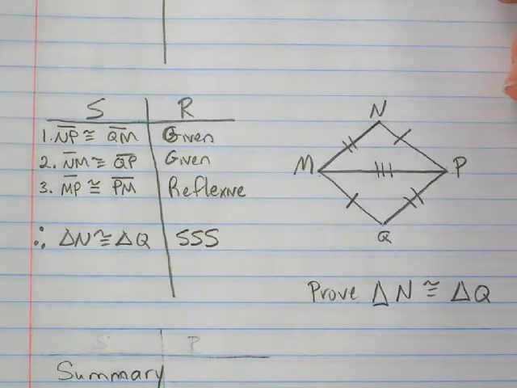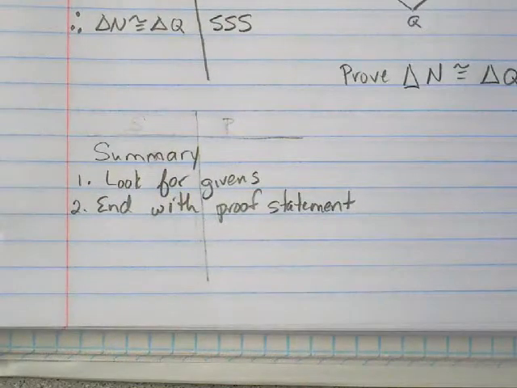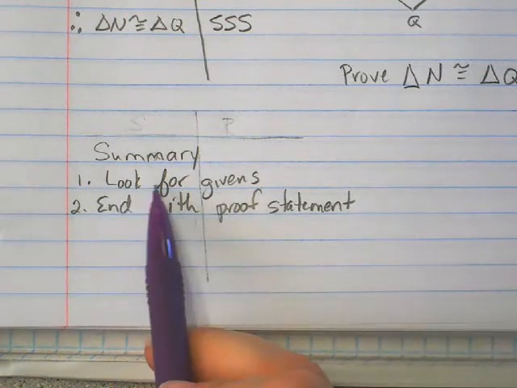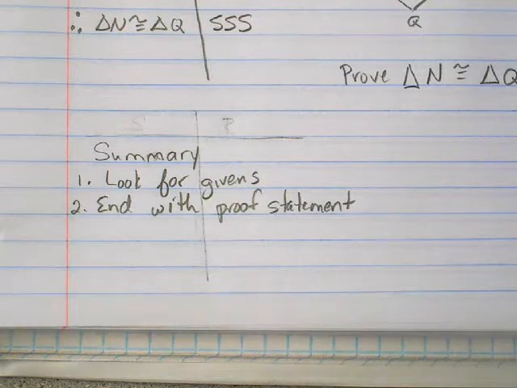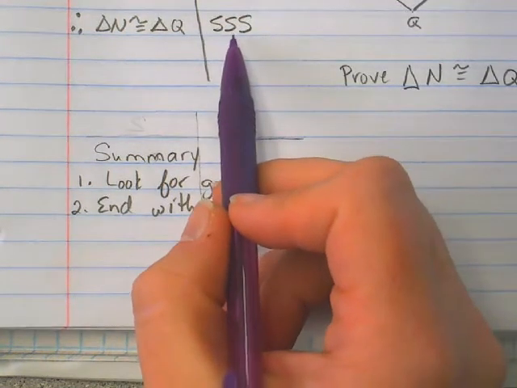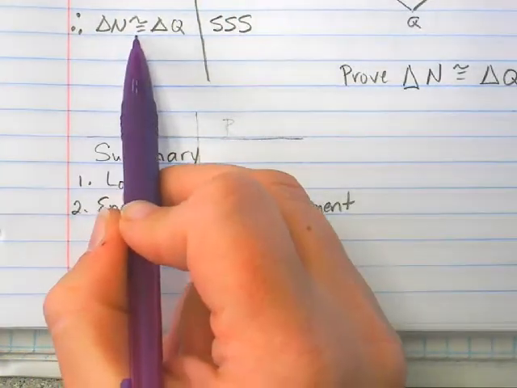That is the reflexive property. If a triangle shares a side or an angle, which you will see later, it is the reflexive property. It is congruent to itself. To summarize, look for givens. What's already marked in your image? Always end with the proof statement. Even if you don't know why, you know what goes here.